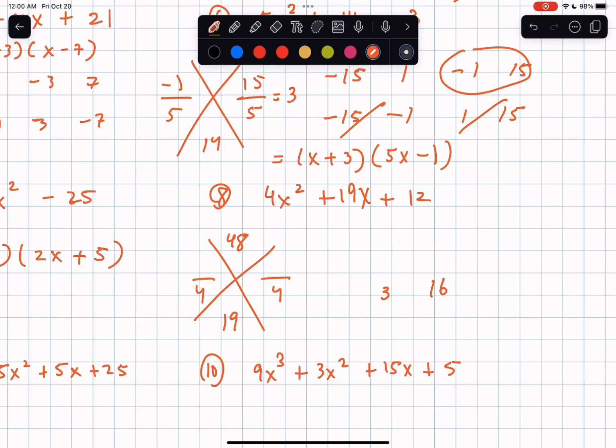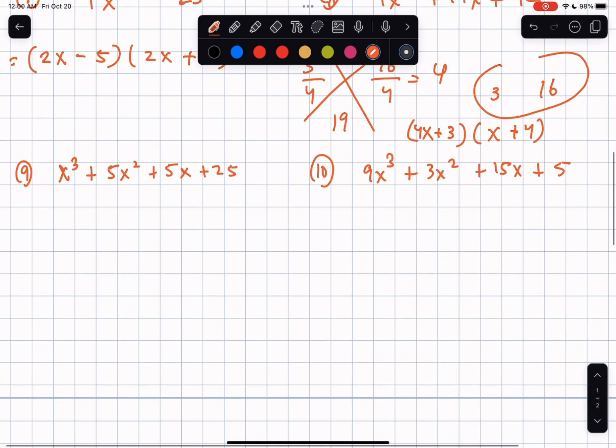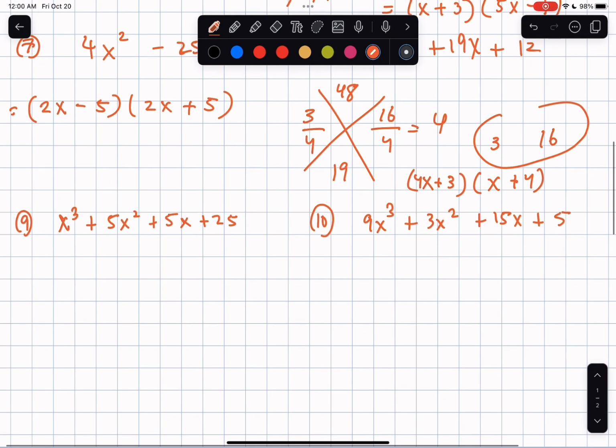So you don't need to do the first one. So 3 and 16 work. So it'd be 3, 16. This one divided out would be 4. This one you leave as 3 over 4. So your answer would be 4x plus 3 times x plus 4. And that's your answer. Now, for these last two, you're going to use factor by grouping.